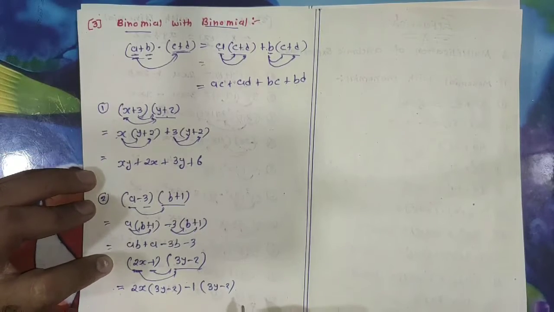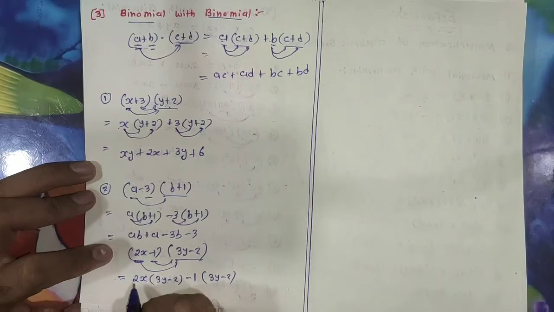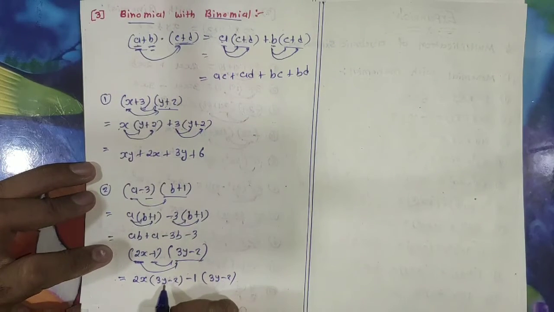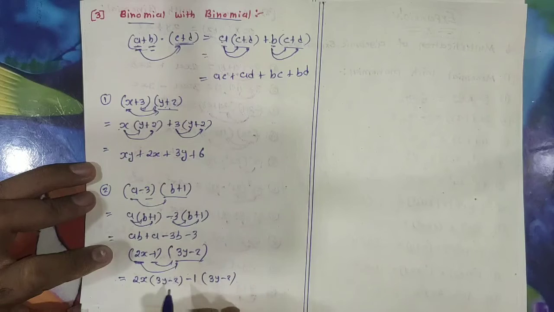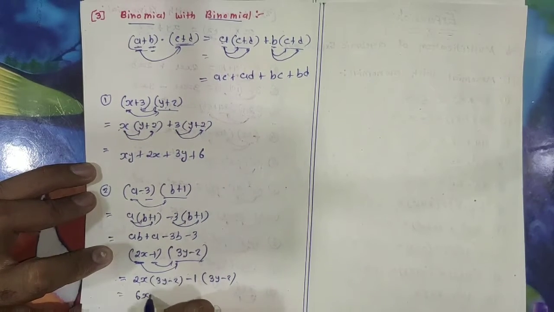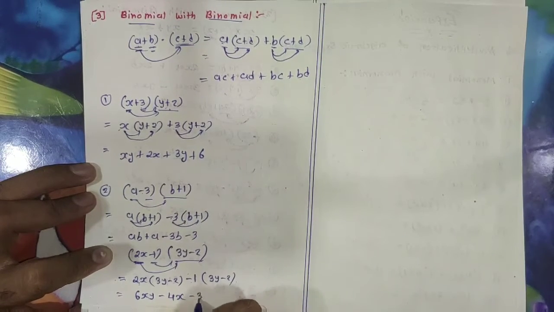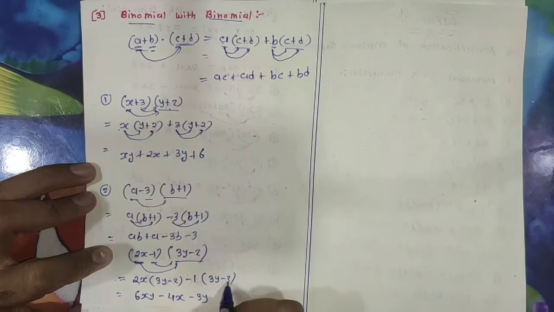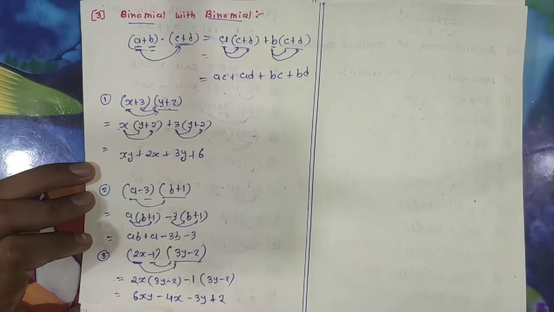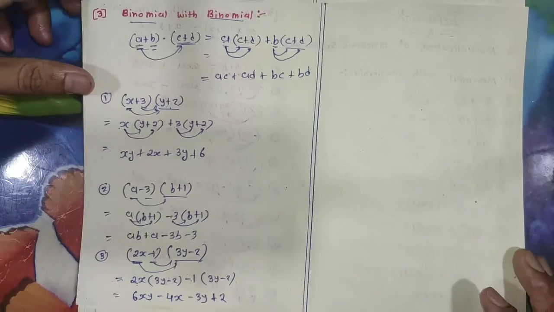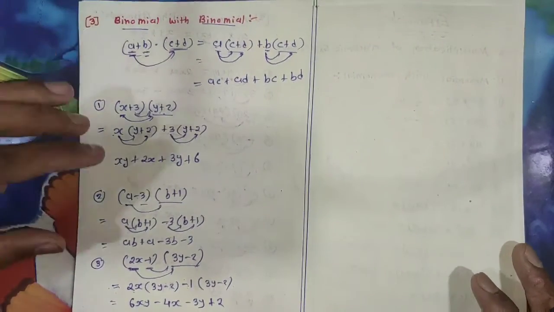अगेन एक्सपांशन, multiplication of this first term with this 3y, then multiplication of this 2x with minus 2. So 2 3s are 6xy, 2 2s are 4, so it's minus 4x. Minus 1 into 3y, so it's minus 3y, minus 1 into minus 2, so minus minus plus, so it's 2. Clear? So this is how you can perform the multiplication of binomial with binomial.